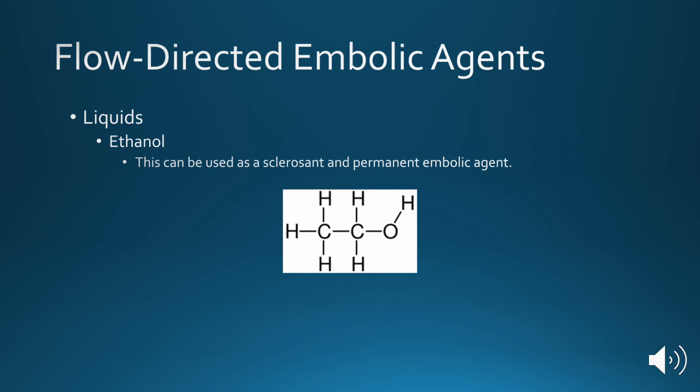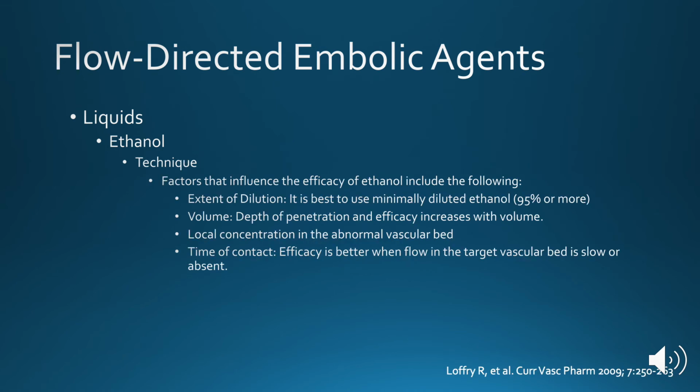I would also like to talk about ethanol in this lecture, and ethanol, as you know, can be used as a sclerosant and as a permanent embolic agent. There are several factors that influence the efficacy of ethanol. It's always best to use minimally diluted ethanol, which is 95% or more. The depth of penetration and efficacy increases with the volume of ethanol that's used.